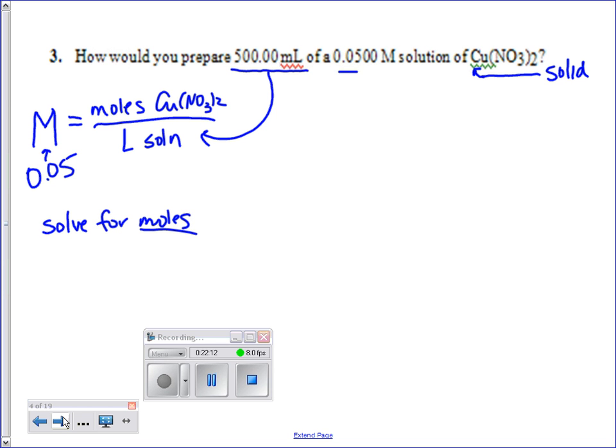We can't just solve for moles and go, oh, I'm going to put X number of moles in this flask. I don't have a mole scale, right? I really wish I could invent one where I could just speak to it, tell it the compound, and then weigh it in moles. But it doesn't exist, so we're going to have to measure out in grams.